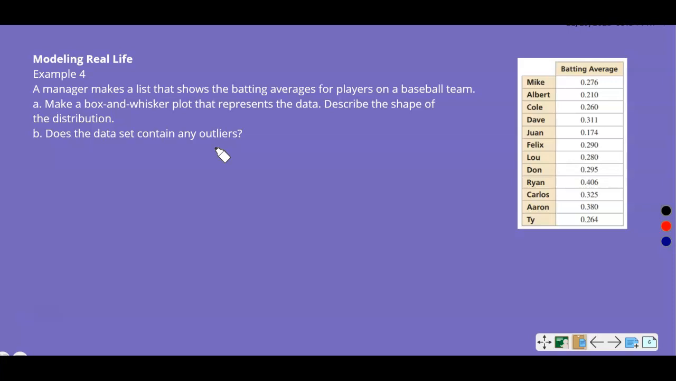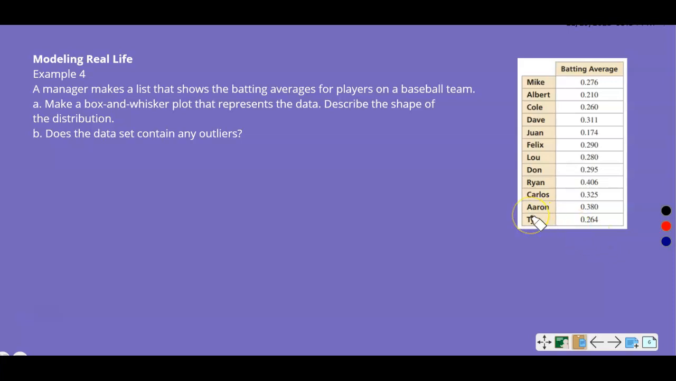All right, so I'm going to pause the video. I want you to take just a few minutes. I want you to list these in order from least to greatest, because in order to make a box and whisker plot, we first have to have these in order so that we can find the median, and then find the median of the lower half and the median of the upper half. That's how we find that interquartile range.